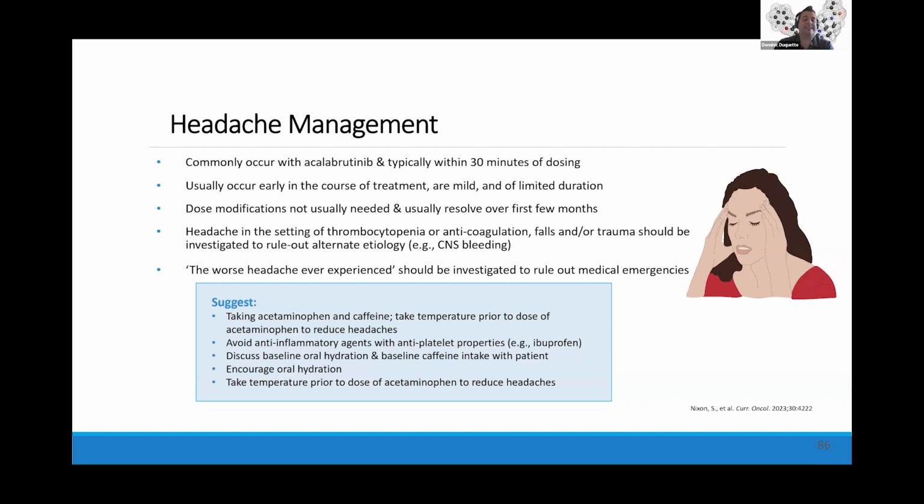Now, what can be taken for that? Acetaminophen, of course, and caffeine has been shown to be helpful for this. Again, we're going to avoid ibuprofen or other things that will interfere with platelets. But usually it's the first few months, and it's going to go away. You don't usually need to dose modify.